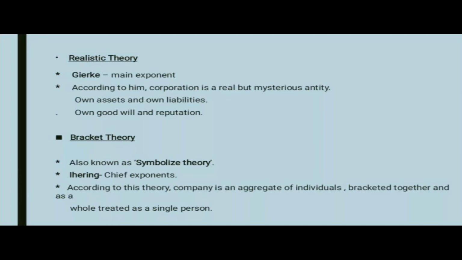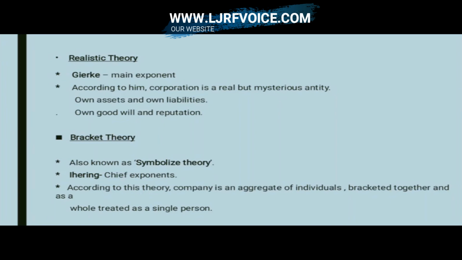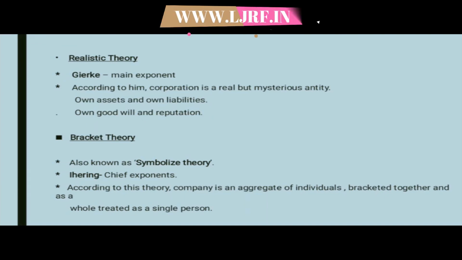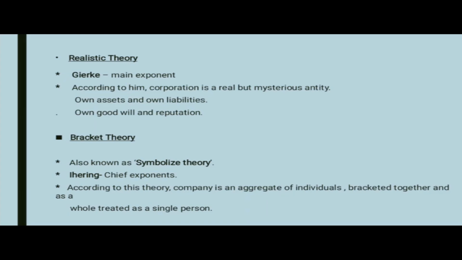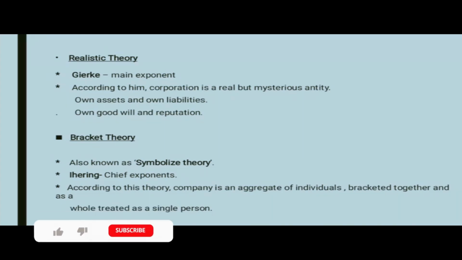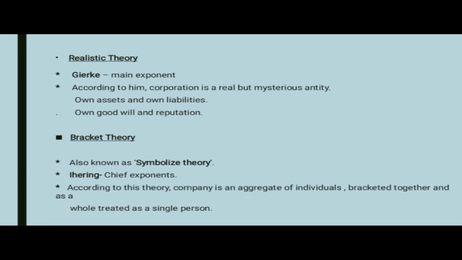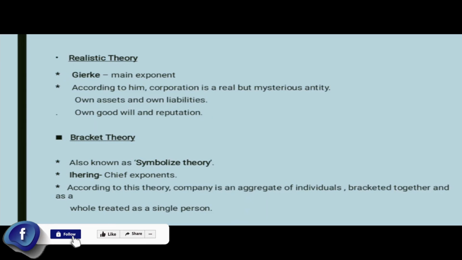Gierke is the chief exponent of the realistic theory, and it is also termed the organic theory. It must be noted that the realistic theory is also called organic theory. According to him, the corporation is a real but mysterious entity. That means a corporation possesses a real character just like natural persons. That is, a group having a real will, real mind, and real power of action, and its own assets, liabilities, goodwill and reputation.